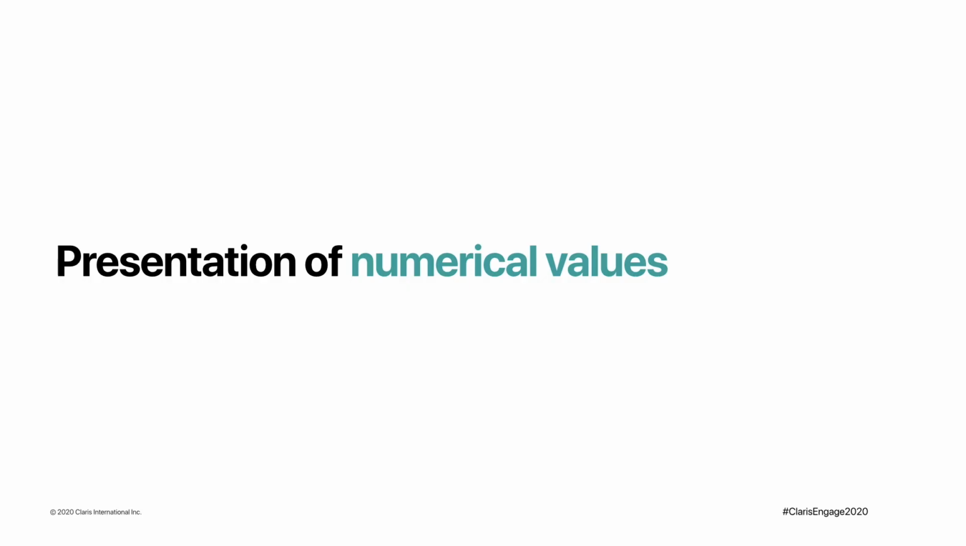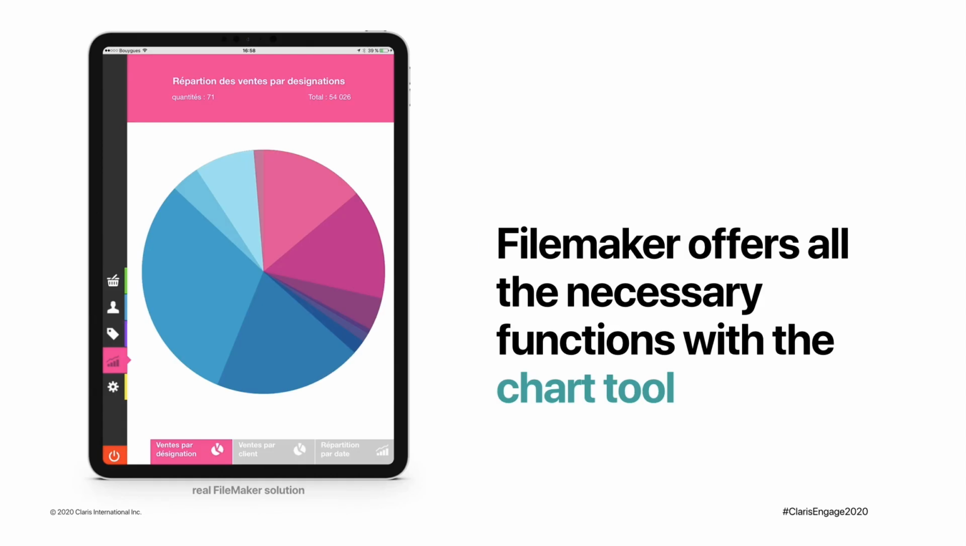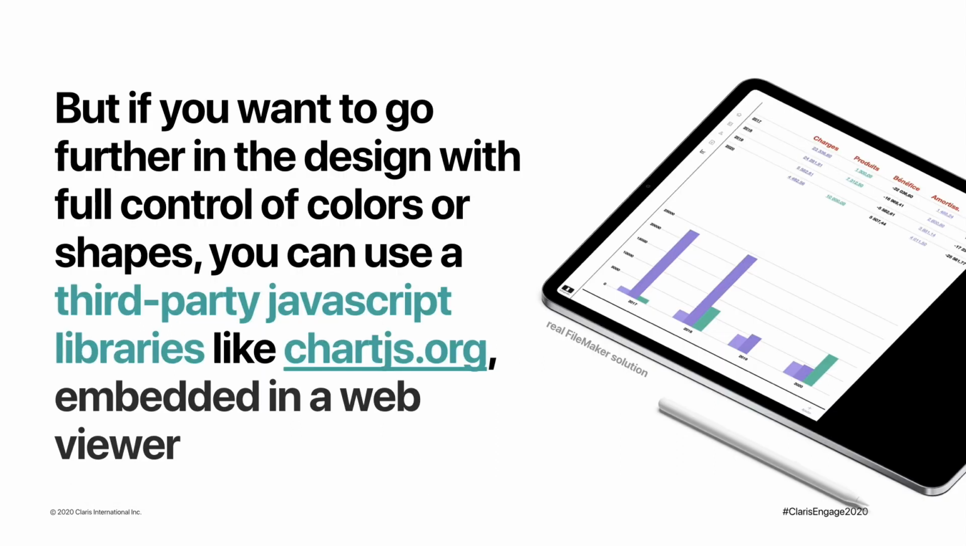The most common usage of data visualization is for numbers, with business charts or graphs. Natively, FileMaker offers a tool to build various kinds of graphs, like bar, pie, line graphs, and more. FileMaker's native tool is not the only choice you have. It's the easiest one for a beginner or if you want to work fast.